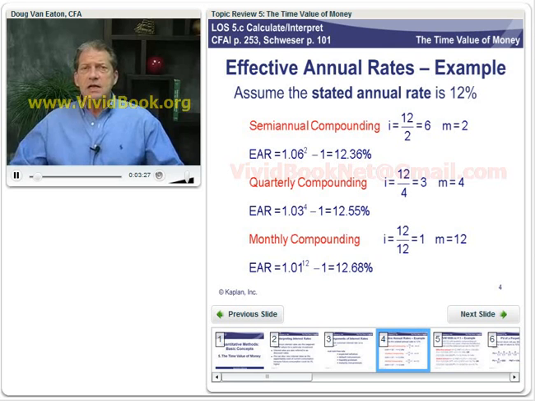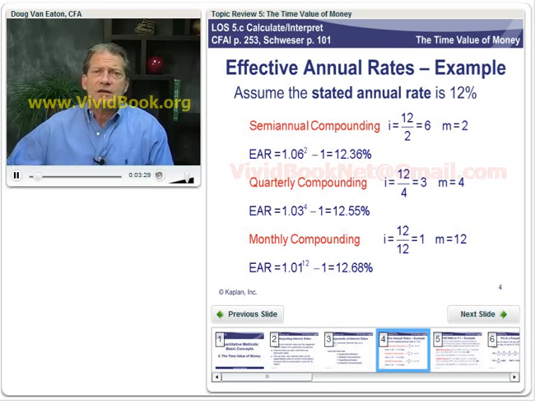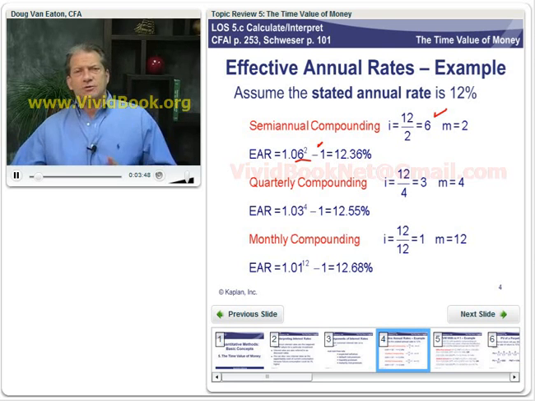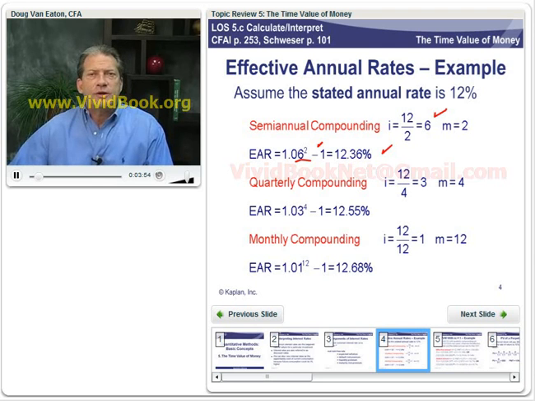Well, the technique here is very straightforward. We add that interest rate to 1. We take 1.06 because with semi-annual compounding, we've got 6% twice a year. So we take 1 plus that 0.06, square it, subtract 1, and see, well, if we earn 6% every 6 months, compounded annually, our compound growth would be 12.36%.